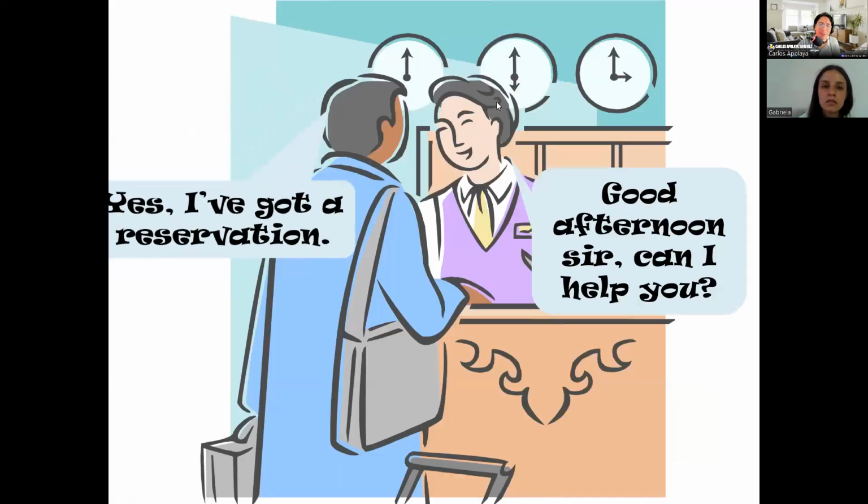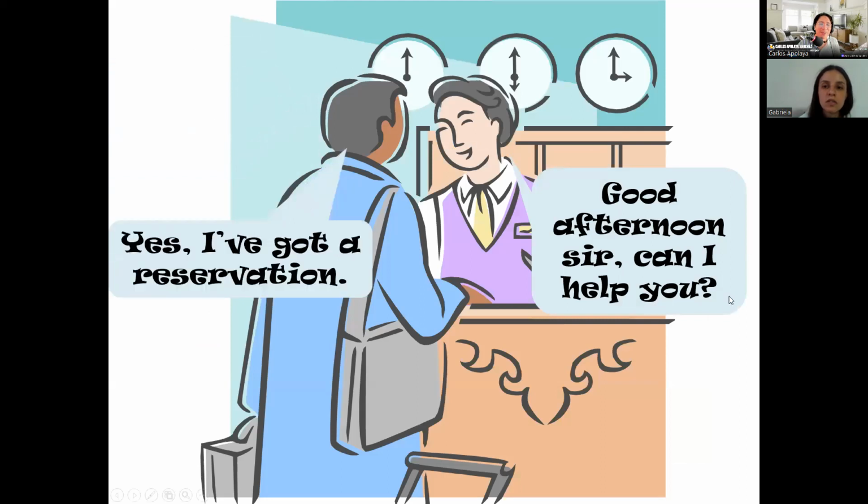Okay. Look at this. You say, good afternoon, sir. Can I help you? Or how can I help you? How can I assist you today? Right? And the person always says, yes, I've got a reservation. Gabby, remember that you can also say, look at this. I have a car. In Canada, for example, you can say, I have got a car.